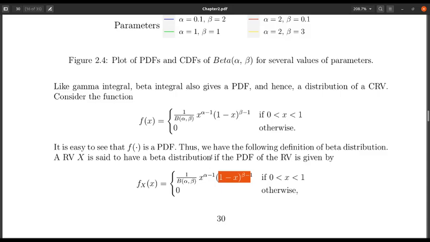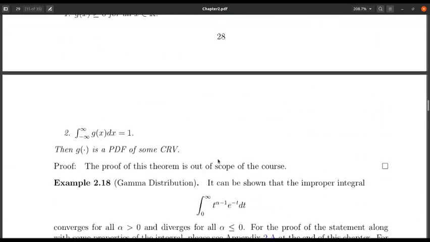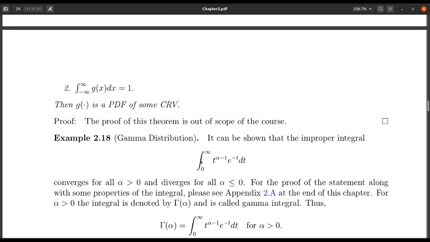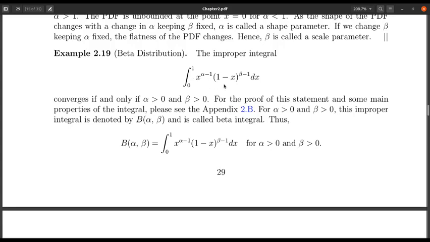Okay, you have some work here to do. You have to check why the gamma integral converges for alpha greater than 1, and that is given in appendix 2.A. Similarly, why this integral converges is given in 2.B. You need to check these two, and also in 2.B and 2.A, some information regarding the gamma and beta integrals is given. Please go through them because they will be useful throughout the course.